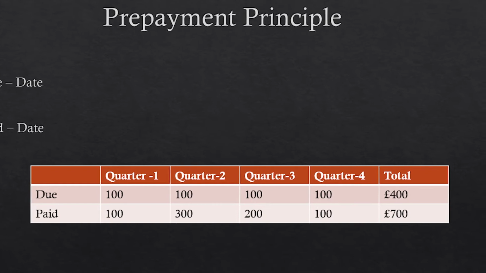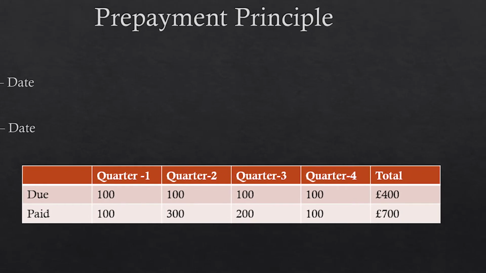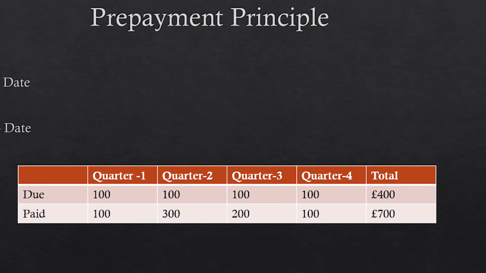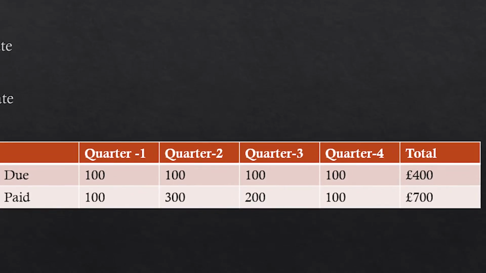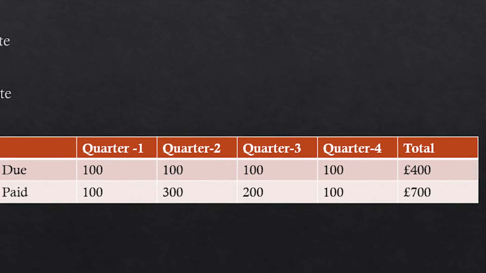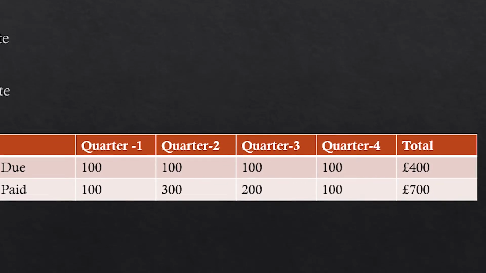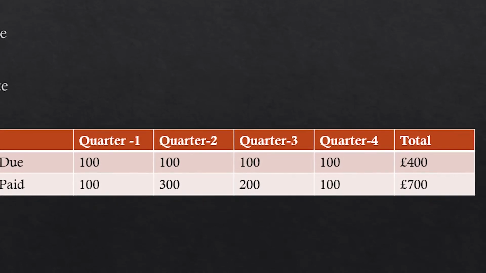Now we look at when they are paid. So 100 is paid in quarter 1, 300 is paid in quarter 2, 200 is paid in quarter 3, and 100 in quarter 4. Altogether, that's 700. So what is due is 400, but what was paid is 700. Therefore, we have the principle of a prepayment of 300. So that's the idea. Now let's go a little deeper with an example.